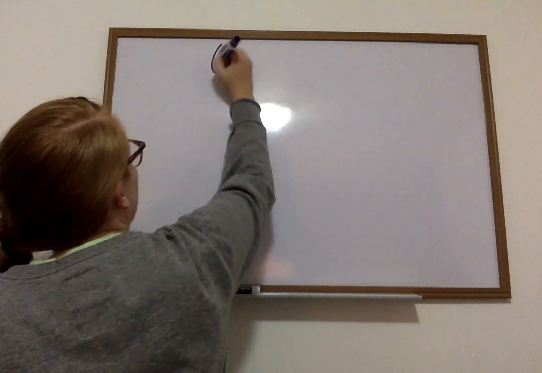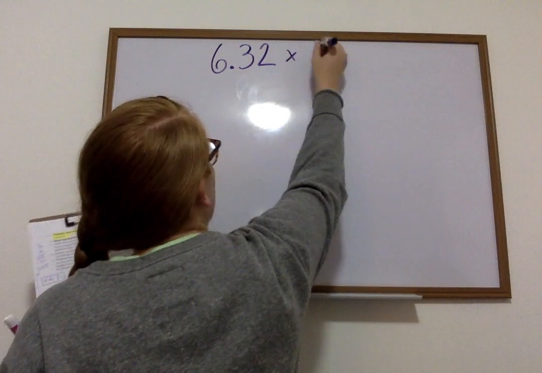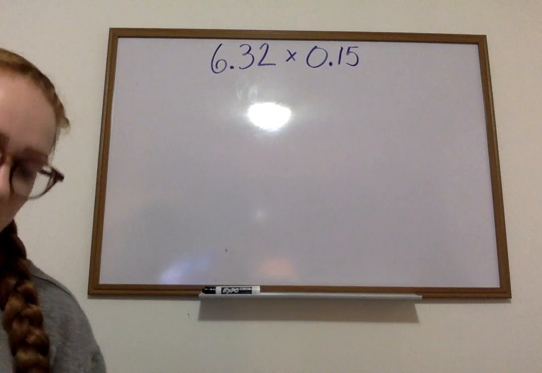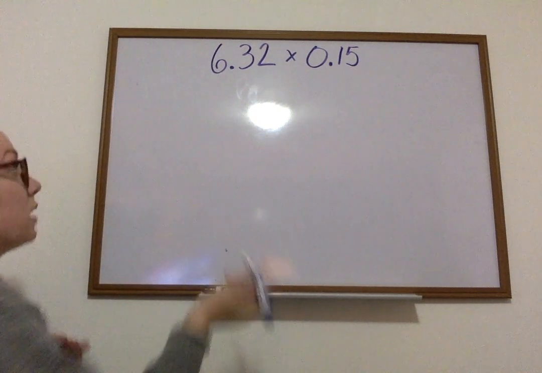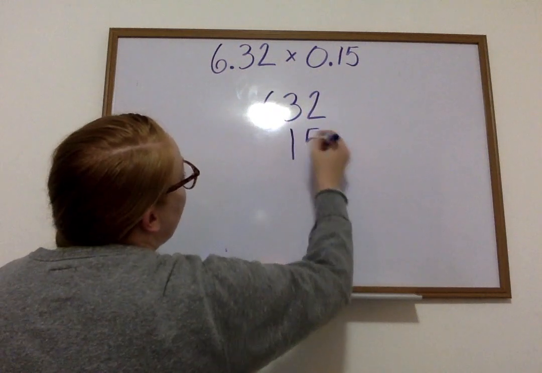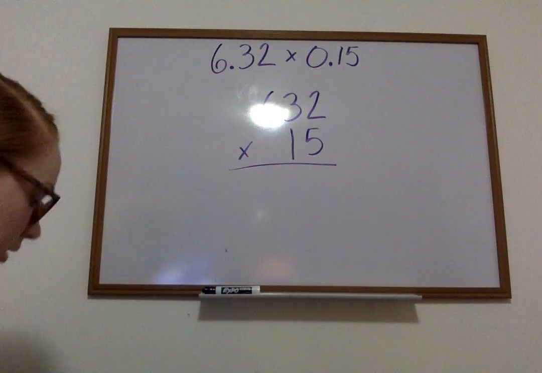What if I had the equation 6 and 32 hundredths times 15 hundredths? When I multiply decimals, I throw away the decimal, I stack them on top. My bigger number goes on top, which will be 632 times my 15.